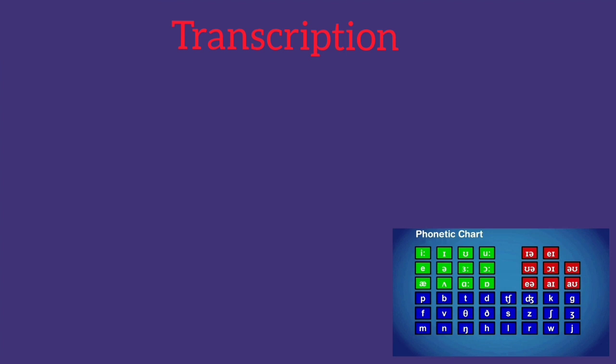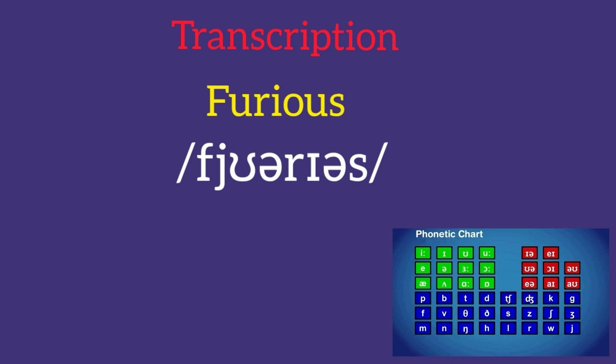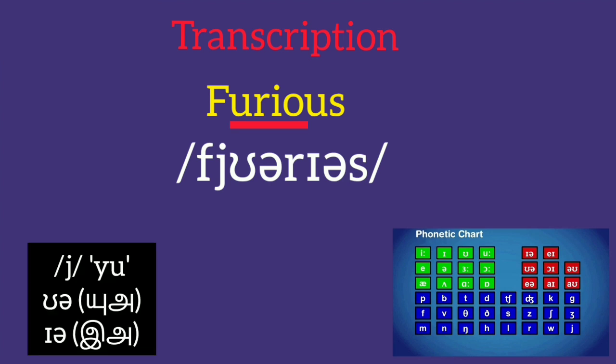Next, the answer for furious is slash fewer ear s. As the letter U produces YU sound, so the phoneme for Y is Y, and the letter UR and IO matches with the diphthongs UA and ear. Its transcription is slash f y u ear is slash.